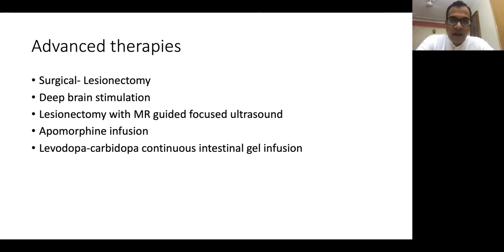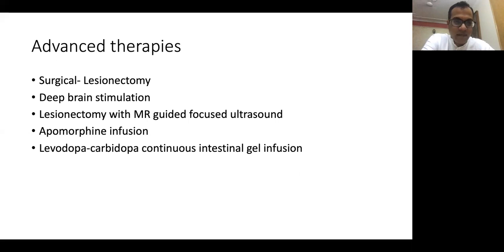Now, lesionectomy had gone out, but it's coming back again because a non-invasive form of lesionectomy is now gradually getting available. It's not there in India yet, but probably will come. It has not yet come because it's very cheap, so no one wants to invest in it a lot. So it's MR guided. You just target the subthalamic nucleus and you focus ultrasound with many, many sources, around 1,000 sources, and you make a lesion, but there's no incision.